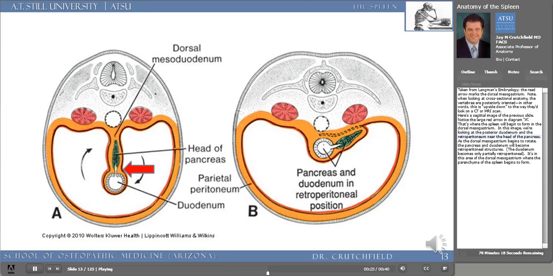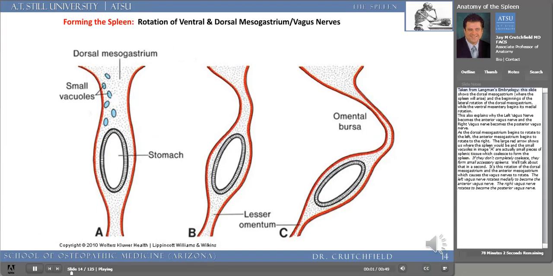As the dorsal mesogastrium begins to rotate, the pancreas and duodenum will become retroperitoneal structures. It's in this area of the dorsal mesogastrium that the parenchyma of the spleen begins to form. As the dorsal mesogastrium begins to rotate to the left, the anterior mesogastrium begins to rotate to the right.